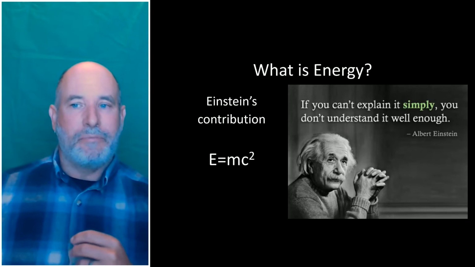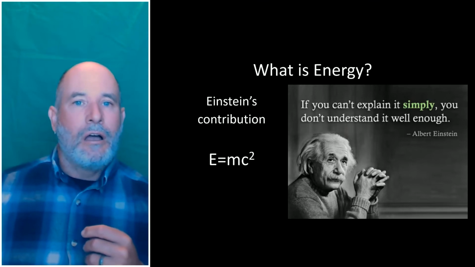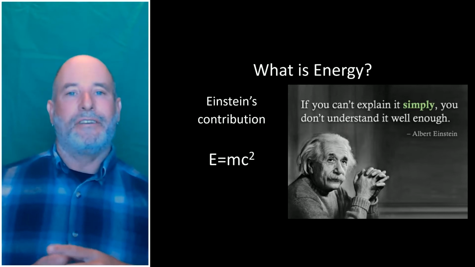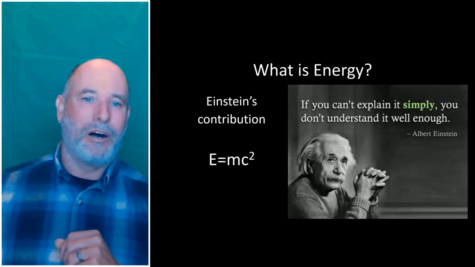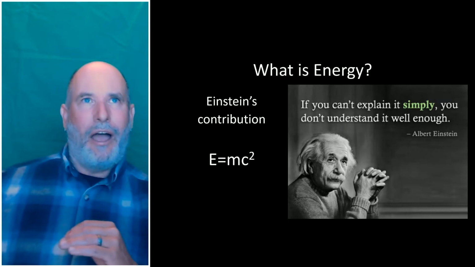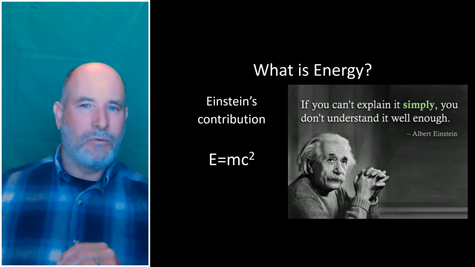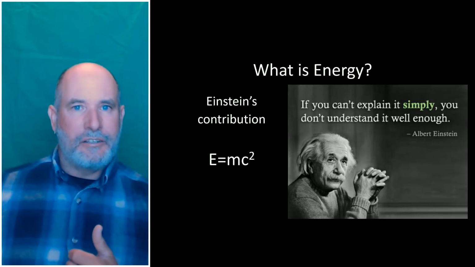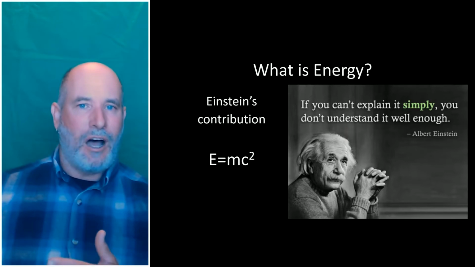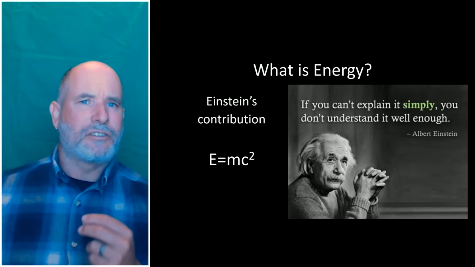We defined it as the ability to do work. Well, at least Gibbs free energy is the ability to do work. In 1905, this German patent clerk named Albert Einstein published perhaps the most famous equation in the world. E equals mc squared. That means energy is equivalent to the mass of an object times the speed of light squared.